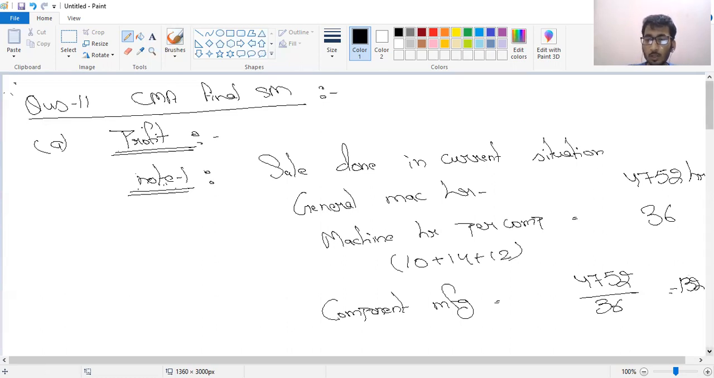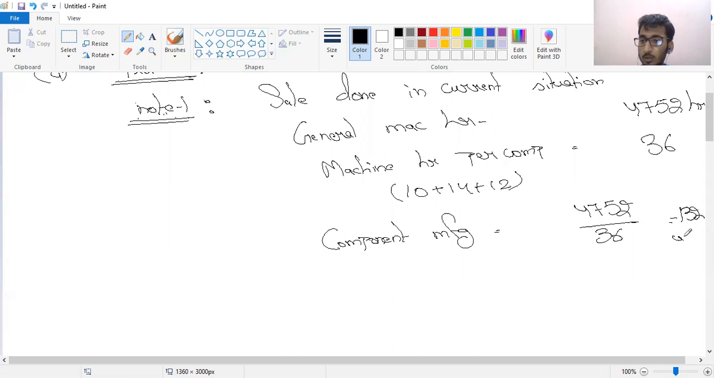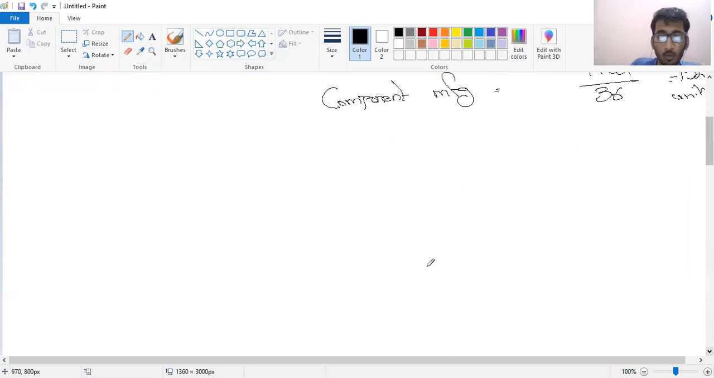So basically, we are manufacturing 132 units presently. Okay, so now let's compute the profit. Computation of profit.